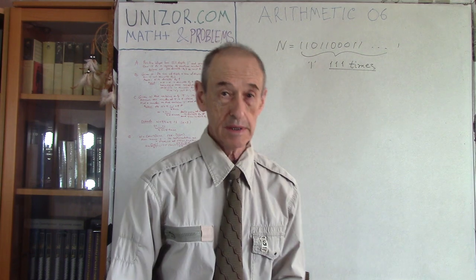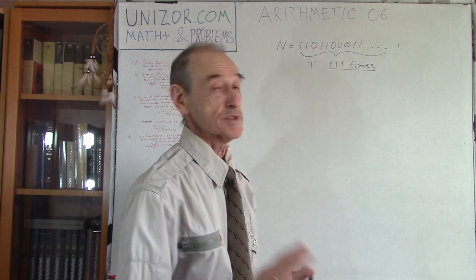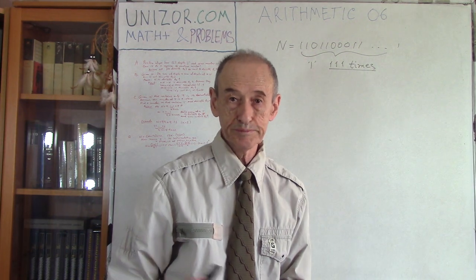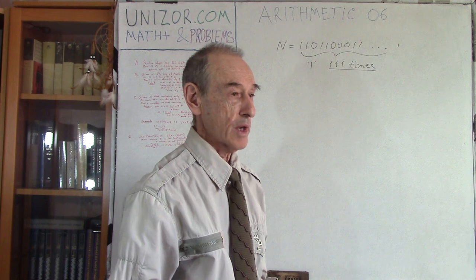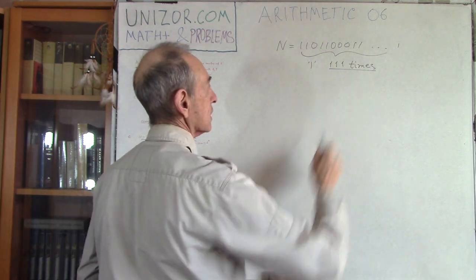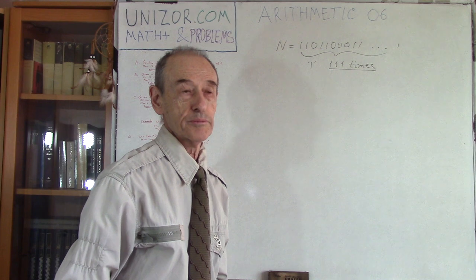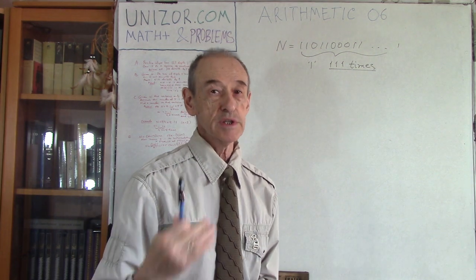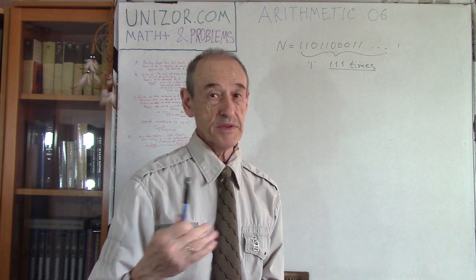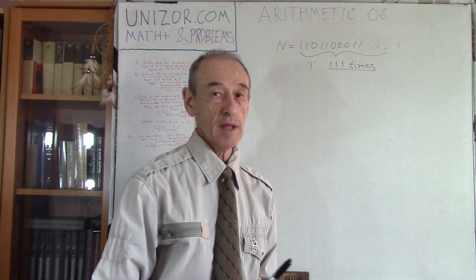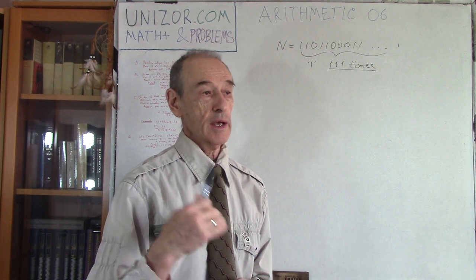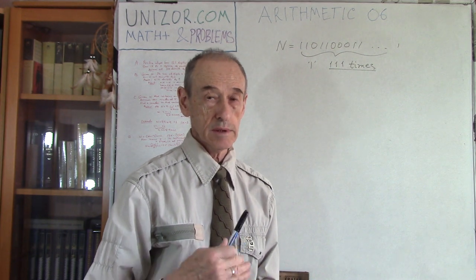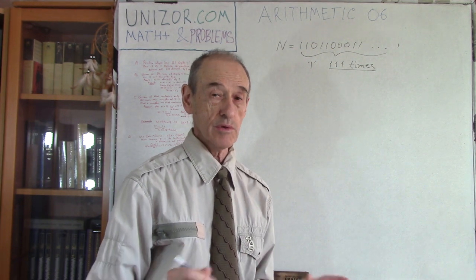So, can it be a square? Okay, let's just think about it. First of all, the answer is no. It cannot be a square. And here is why. Now, we have 111 ones. Now, recall that if the sum of the digits of the number is divisible by 3, then the number is divisible by 3. If the sum of the digits is divisible by 9, then the number itself is divisible by 9. It's very easy to prove.